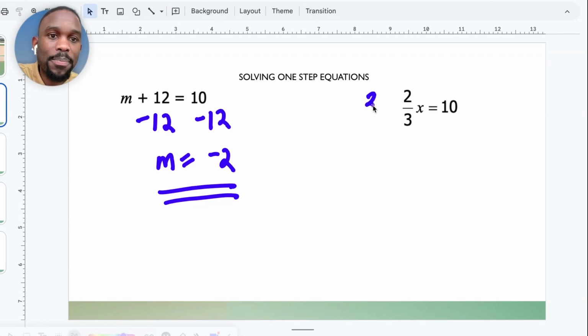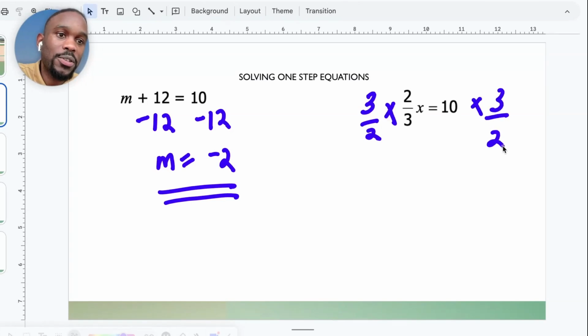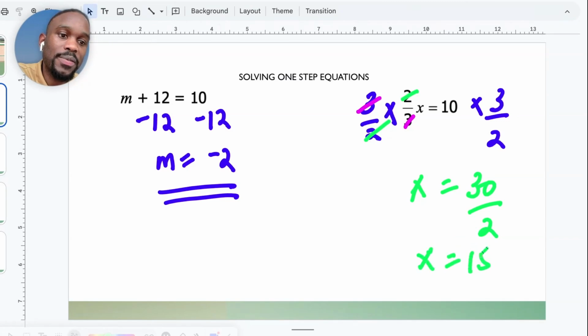So I'll multiply both sides of the equation by 3 out of 2, right? And also this side of the equation by 3 out of 2. Do you see this 3 down? It will cancel with this 3 up, right? Do you see this 2 down? It will cancel with this 2 up. And this 2 cancels with this 2. So we're left with x. So x will be equal to 10 times 3, 30 out of 2, and this will give us 15. So x is equal to 15.